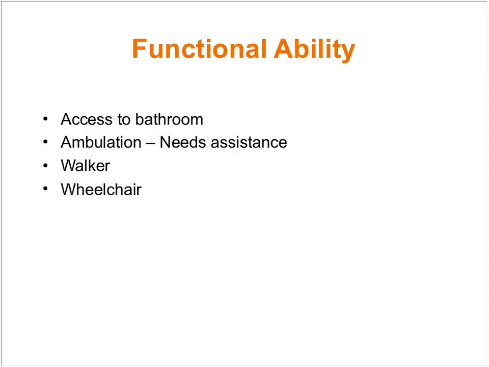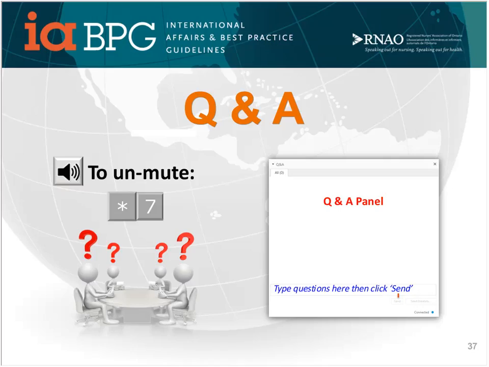And then all the aspects of functional ability: access to the bathroom, ambulation, do they need assistance, and the use of walkers and wheelchairs, just thinking about the ability to get to the bathroom. So an incontinence assessment requires detailed assessments, history taking, and a physical assessment.